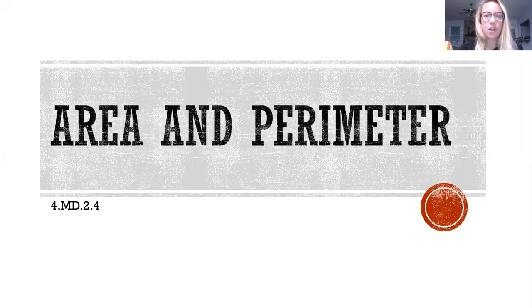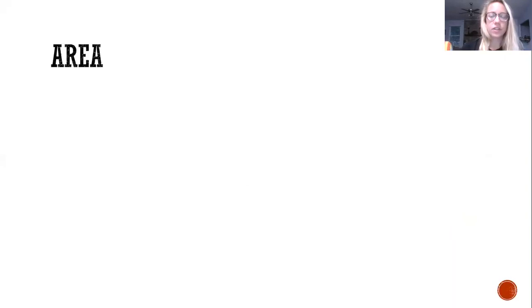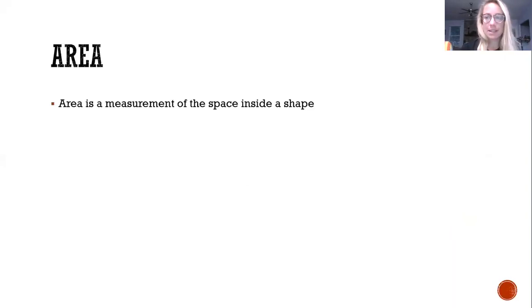All right, guys, today we're talking about area and perimeter. So let's talk about area first. What is area? Area is the measurement of the space inside a shape.